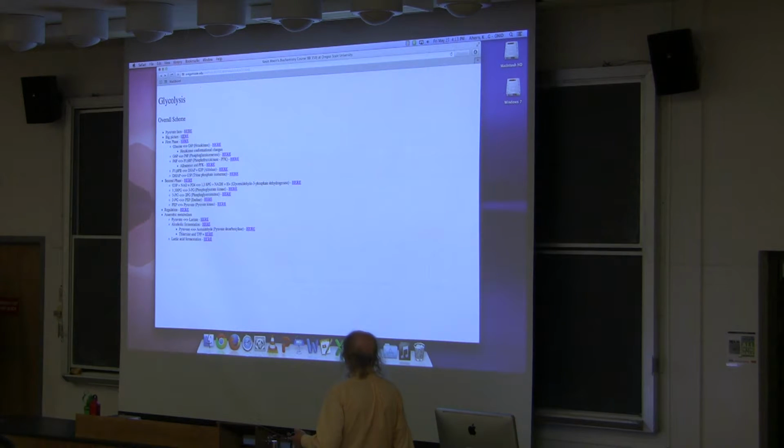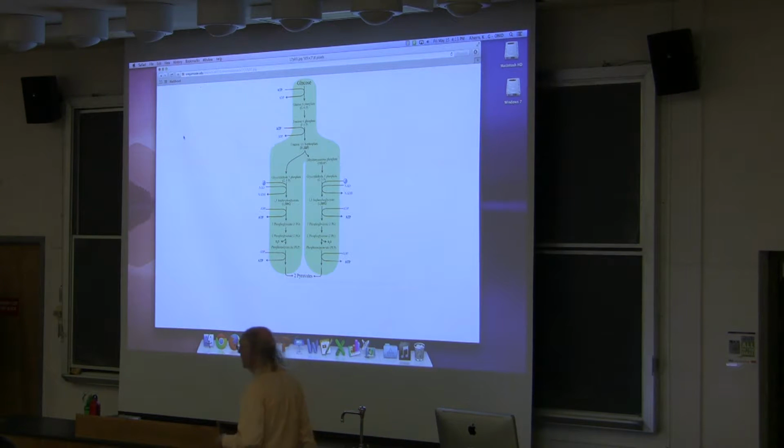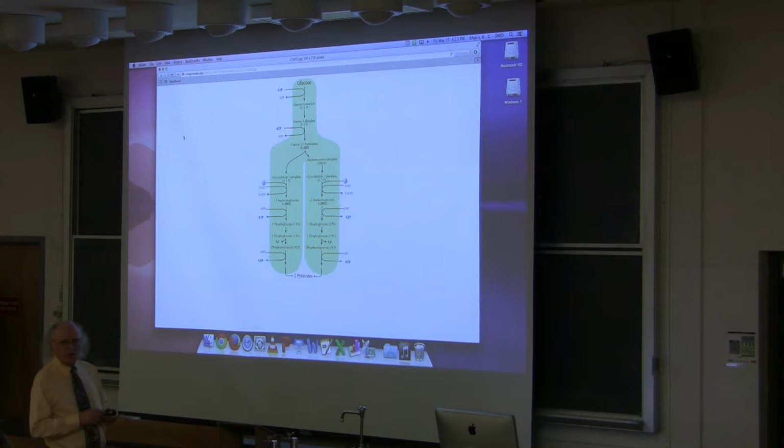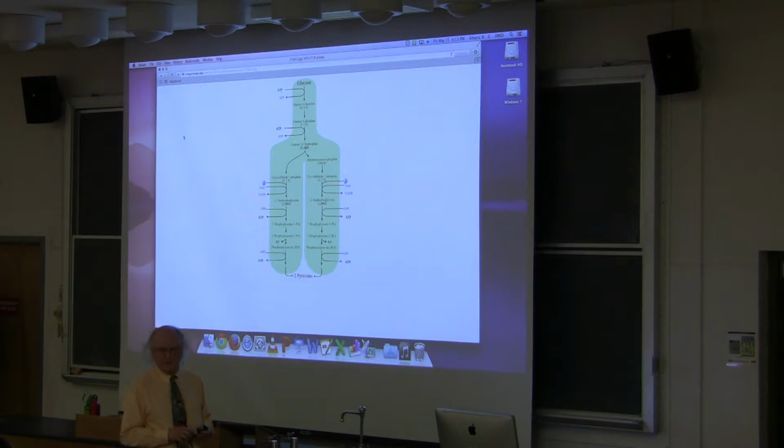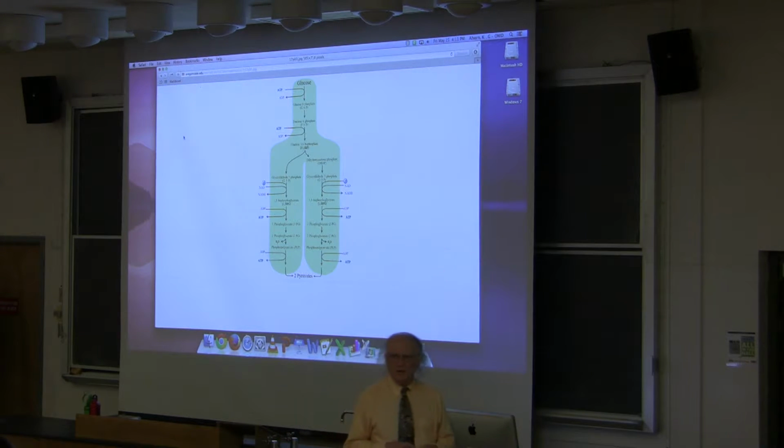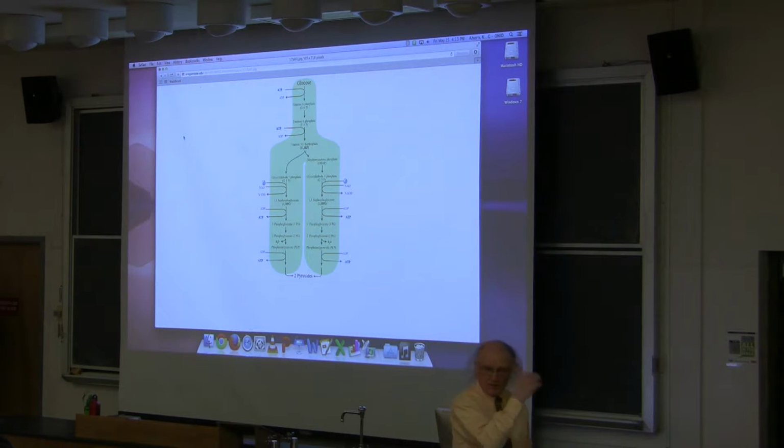I want to start with the big picture. The big picture of glycolysis is what you see on the screen. Now, the first question students have is, do I have to memorize every step? Do I have to memorize all the structures, et cetera, et cetera? Okay. I think that you should know the names of the intermediates. You should know glucose goes to glucose 6-phosphate. You should know glucose 6-phosphate goes to fructose 6-phosphate. Okay? Now, there's 10 of those, right?